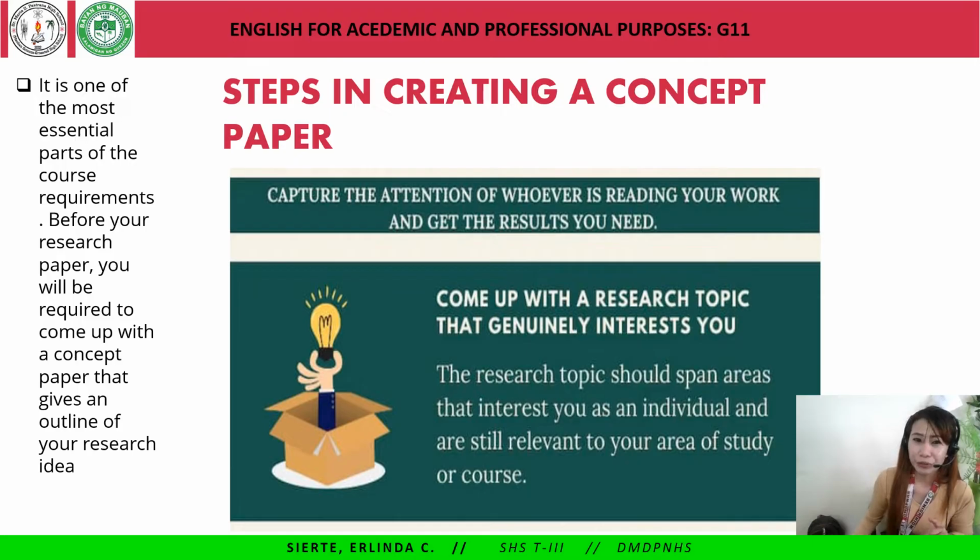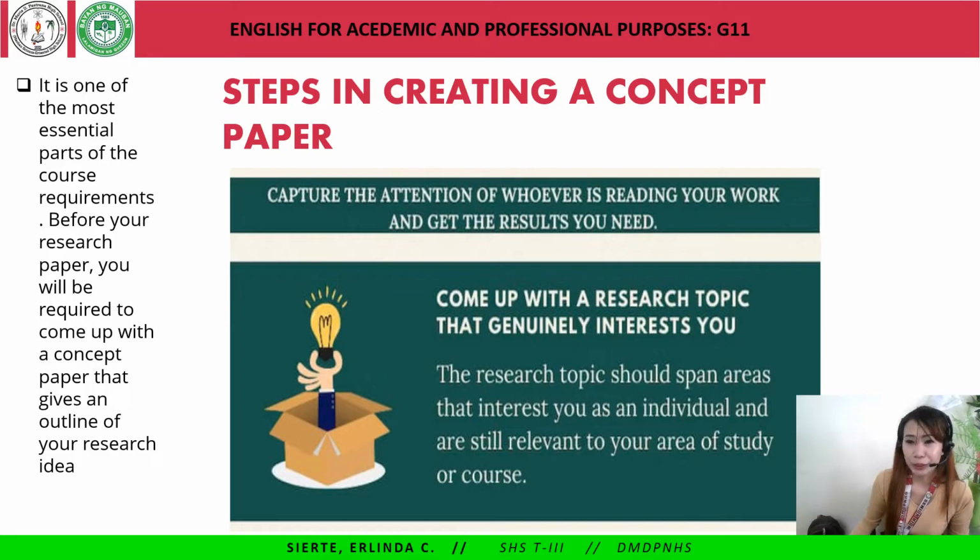Before your research paper, you will be required to come up with a concept paper that gives an outline of your research idea. So we have here steps on how to create your own concept paper. You have to capture the attention of whoever is reading your work and get the results you need. So here is the first step.